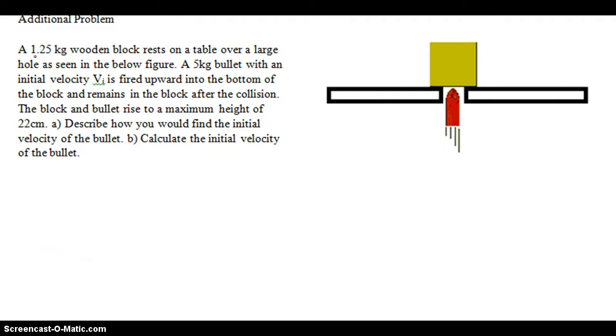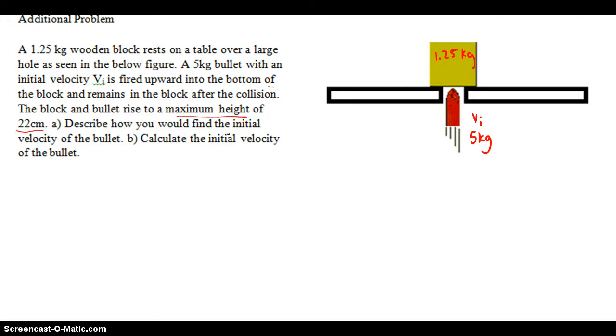In this problem, a wooden block of 1.25 kilograms rests on a table over a large hole, as seen in the figure. A 5 kilogram bullet with an initial velocity of VI is fired upwards to the bottom of the block and remains in the block after the collision. The block and the bullet rise to a maximum height of 21 centimeters.